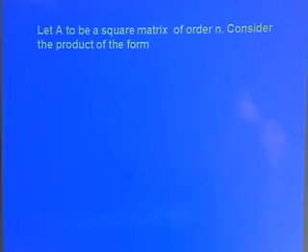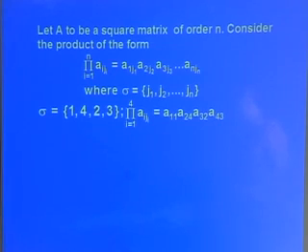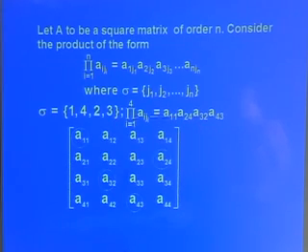Now, we consider a square matrix of order n, and we try to form the product of n numbers. This pi is denoting the product of a_{i j_i}. We write it as a1j1, a2j2, a3j3 and anjn. Now, if we consider for example sigma as this permutation, then this product, i equal to 1 to 4, a_{i j_i} will be a11, a24, a32 and a43.